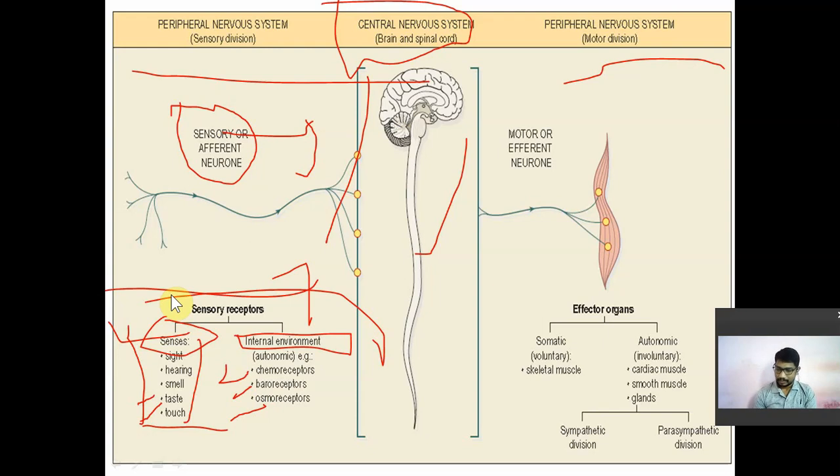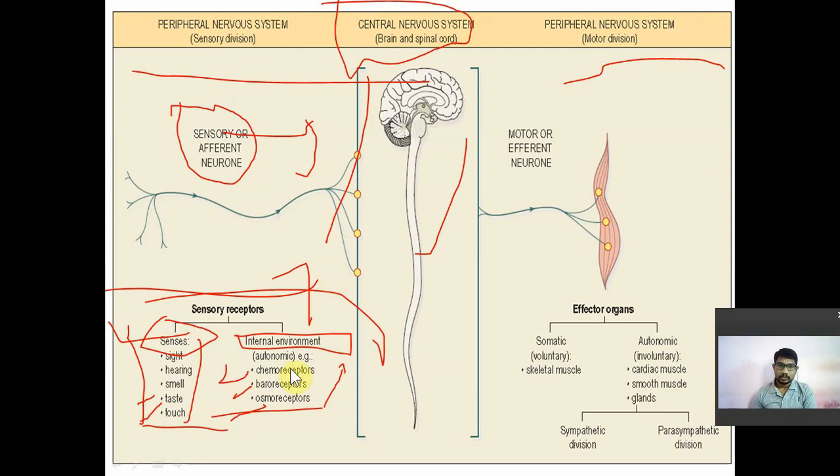Then again osmoreceptors. So osmoreceptors work on the osmotic property of blood. For example, if your blood has a decreased osmotic pressure, for example if you have blood loss, osmoreceptors will be activated and they will signal to the brain that blood is decreased. Brain will release some hormones or neurotransmitters to increase the water retention through the kidney.